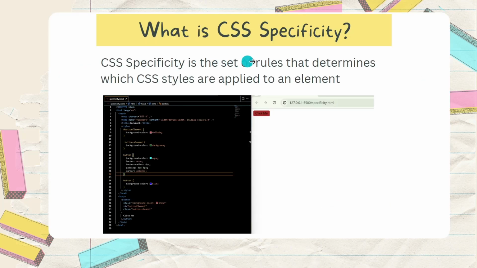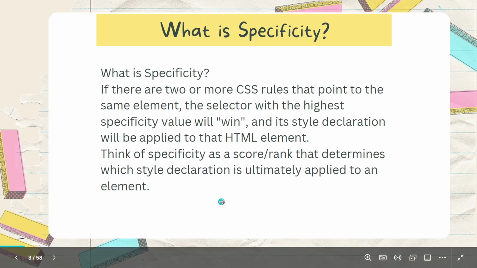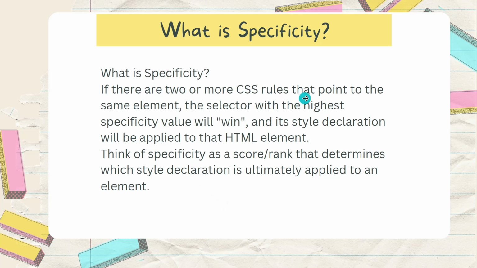CSS specificity is a set of rules that determines which CSS styles are applied to an element. To explain that in simpler terms, let's look at the definition from W3Schools. If there are two or more CSS rules that point to the same element, the selector with the highest specificity value will win, and its style declaration will be applied to that HTML element. Think of specificity as a score or rank that determines which style declaration is ultimately applied.